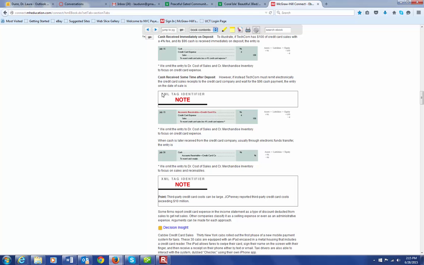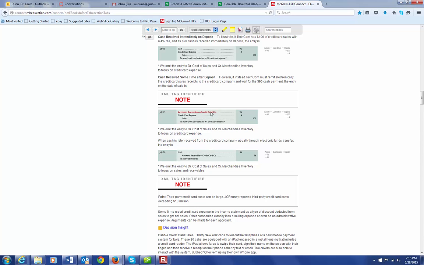If the cash is not received immediately, meaning you don't get the money right away, you have to wait till it takes a few days for the credit card company to make payment, then instead of cash being debited, the debit goes to accounts receivable. You still have a $4 credit card expense, you still have a $100 sale. The only difference here is that you don't actually have the cash yet, but what you do have is a receivable, meaning you have a promise for somebody to send you this money.